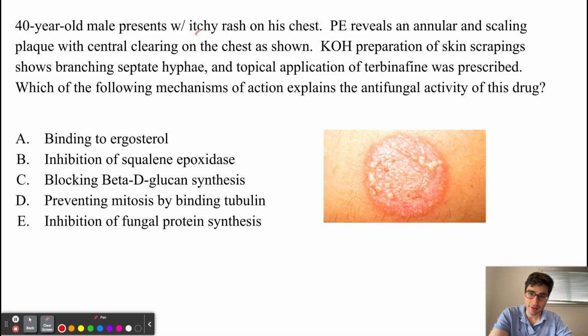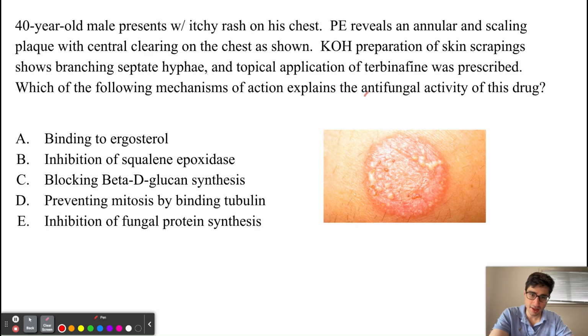40-year-old male presents with itchy rash on his chest. Physical exam reveals an annular and scaling plaque with central clearing on the chest, as shown. KOH preparation of skin scraping shows branching septate hyphae, and topical application of terbinafine was prescribed. Which of the following mechanisms of action explains the antifungal activity of this drug?